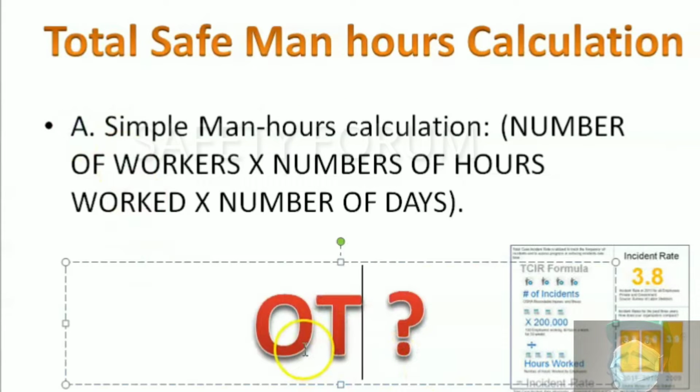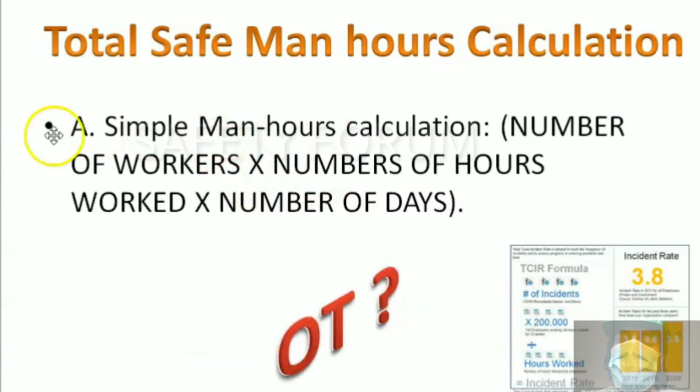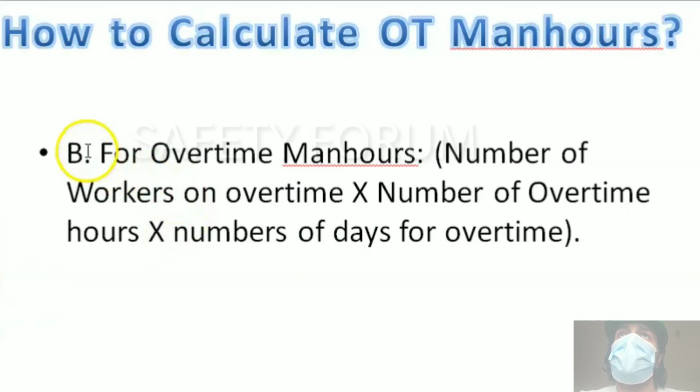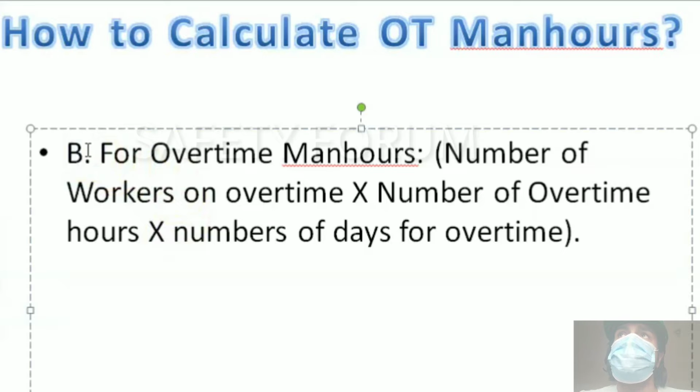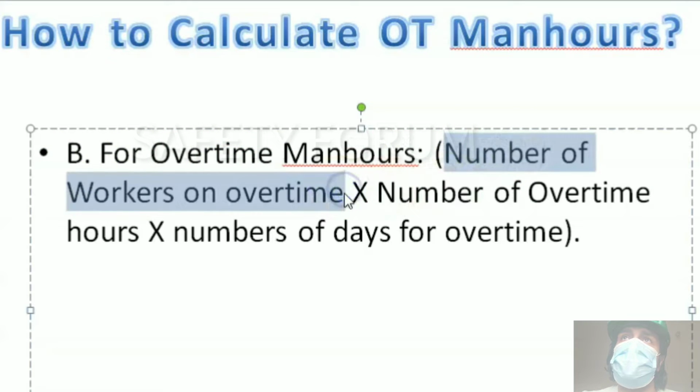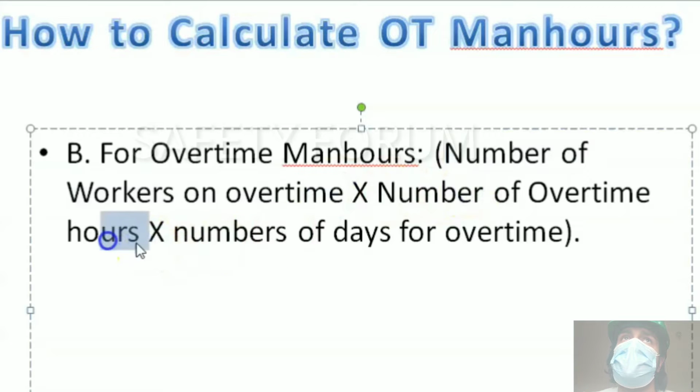The next question is, what about overtime? If there is overtime involved, how will you calculate it? In case of overtime, we have to calculate the overtime man hours separately. We'll put it as point B, and calculate it using the formula: number of workers on overtime, times number of overtime hours, times number of days the overtime has been done. In this way you get the overtime man hours, which is denoted as B.